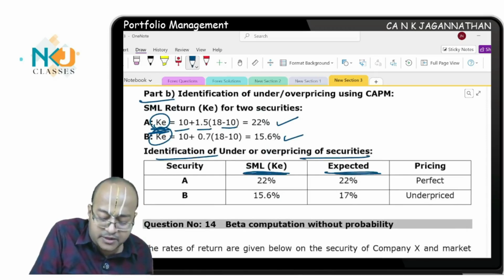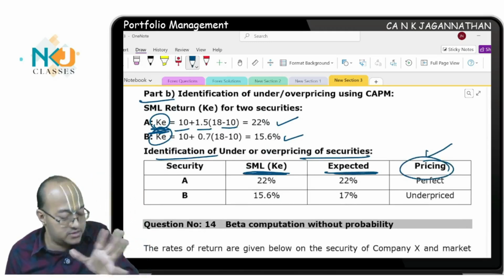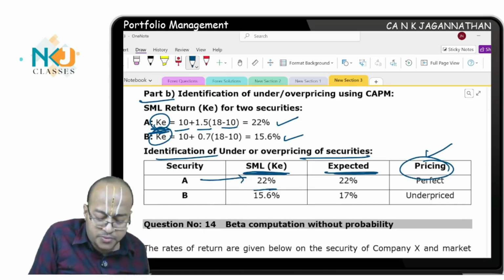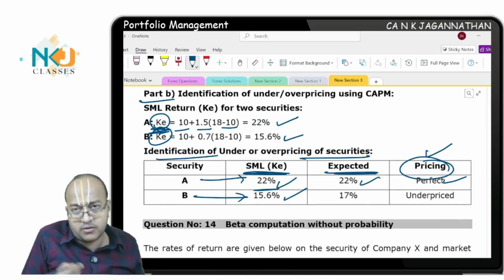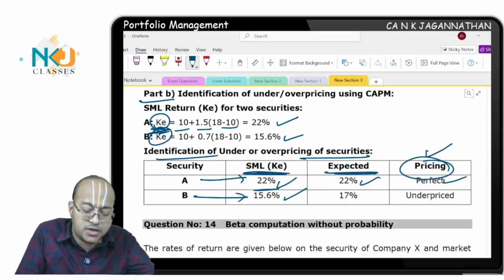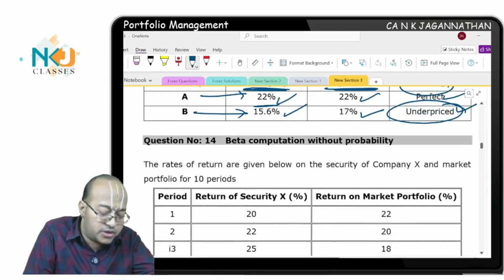Now under identification of under or overpricing, what do you do? SML is there, expected return is there. You will compare and find out the pricing. Are you listening? For security A, it is 22% KE required, given 22, perfectly priced, fairly priced. And for B, the required rate of return is 15.6% and the expected return is 17%, so it is underpriced. Are you listening? Beta computation without probability.